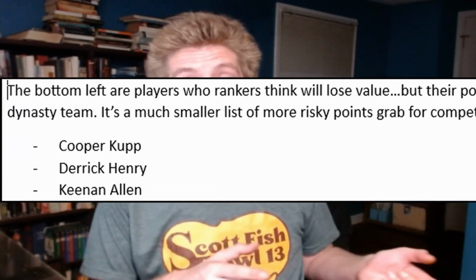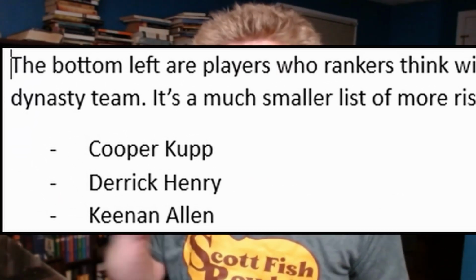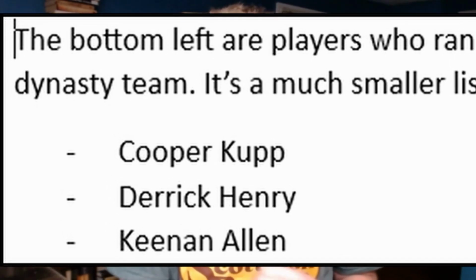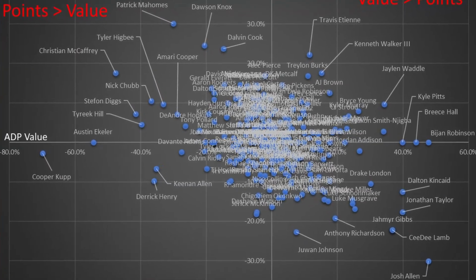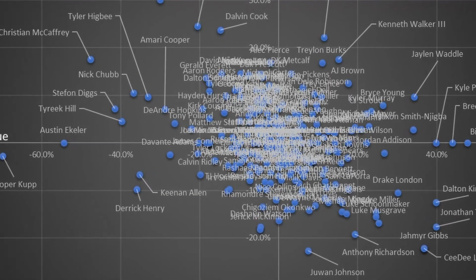Cooper Kupp, Derrick Henry, Keenan Allen. All three have either lost all the value that they've had, or they're about to. You can also look at this graph and maybe see some other names that stick out to you, but most other players are existing in a relative clump.